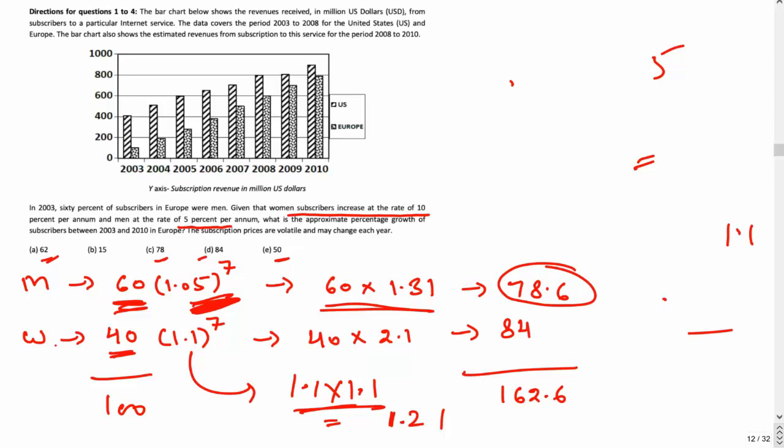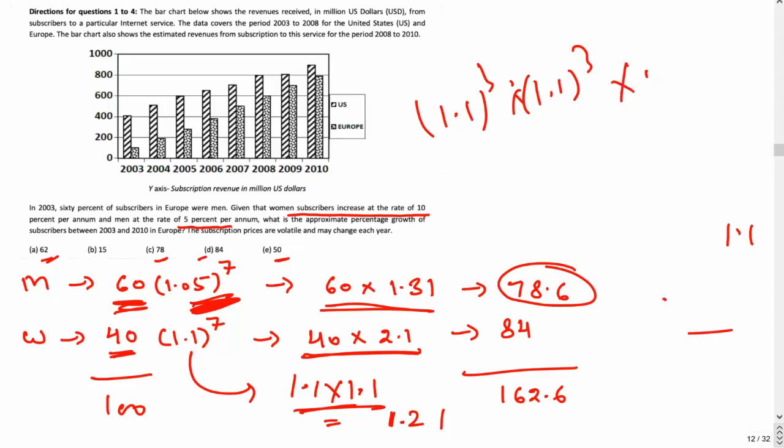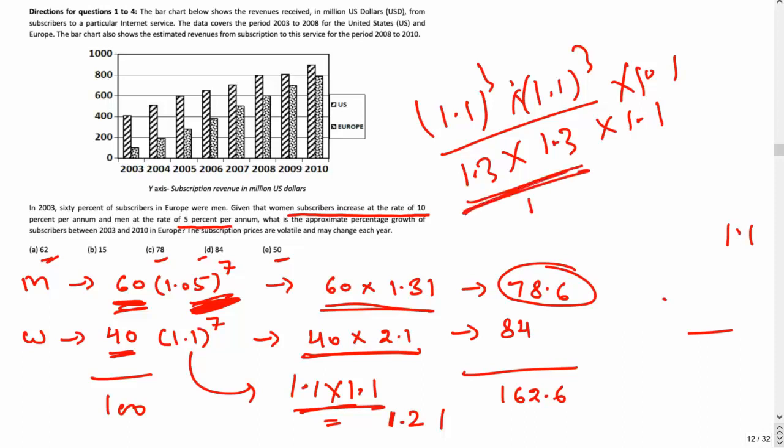Now women will be 40 into 1.1 because 10% increment is there for women. So 40 into 2.1 it will happen. But again, how 2.1? Because you can again do the approximation. 1.1 whole cube into 1.1 whole cube you can do, okay, into 1.1, right? This 1.1 whole cube into 1.1 can be written as 1.331. I have written it as 1.3 into 1.3 again, this one, and this is 1.1. Now this 1.3 into 1.3 is nothing but 13 square. It can be written as 1.69 into 1.1.